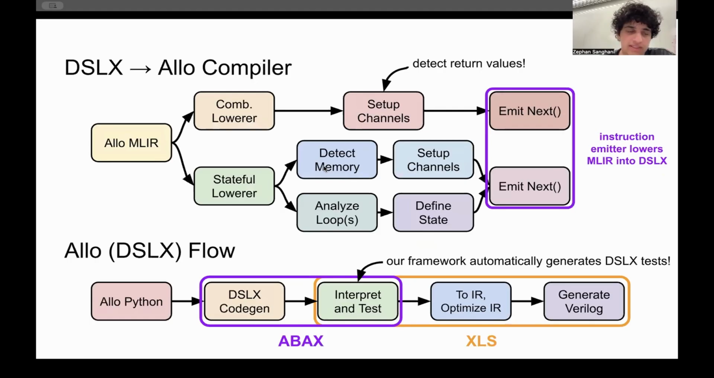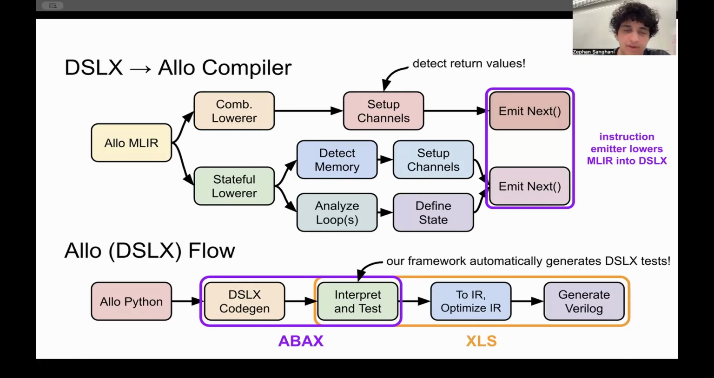Looking in more detail at our compilation flow, we can see we start with the Allo MLIR. Then we first determine whether what we're reducing is combinational or stateful. If it's combinational, we detect all of the inputs and then all of the outputs by looking through the MLIR. And then once we have that, we're able to set up input and output channels for our proc. Once we have all of that set up, we can emit the entire next function by taking each line of MLIR and turning it into a corresponding line in DSLX.